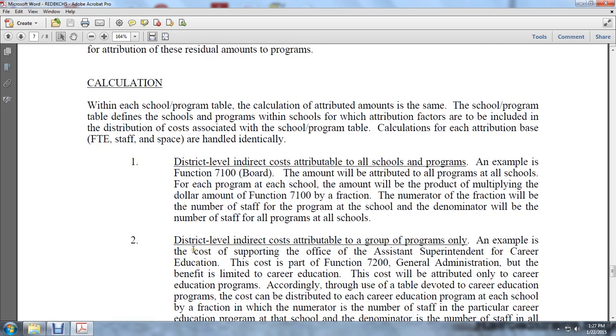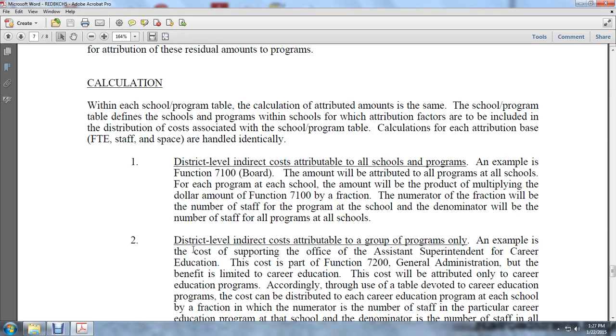The calculation within each school program, the calculation of attributed amounts is the same. The school program defines the school programs within the school. The attribution factors are included in the distribution of costs associated with the school program tab. Calculations of attribution of the FTE staff and the space are handled identically.